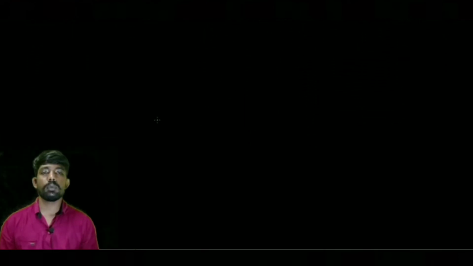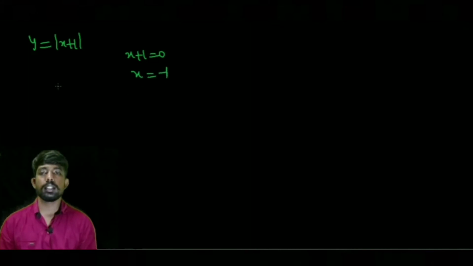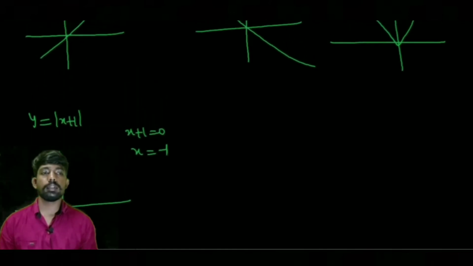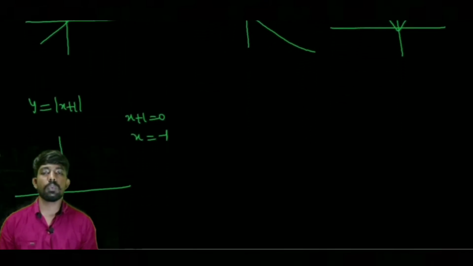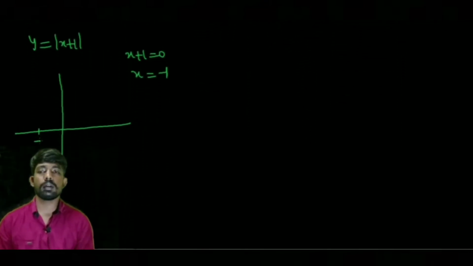Now I am plotting y is equals to mod x plus 1. Let us consider the inside part, x plus 1, and make it equal to 0. x plus 1 is equals to 0, x is equals to minus 1. Hence we can say that initially the mod x graph is a V shape. Now there is a minute change, inside the modulus there is x plus 1. That means the V shape shifted to minus 1.